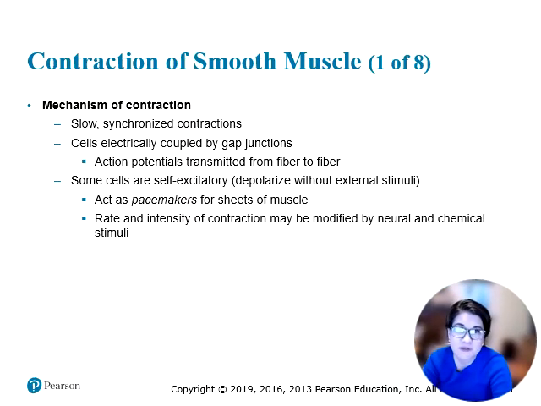Okay, so mechanism of contraction in smooth muscle, it's slower, it's synchronized because you have those gap junctions, so the electrical impulse can shock throughout lots of the cells. So the action potentials are transmitted. You don't need each muscle fiber to be zapped. So some cells are self-excitatory, so without anything, they can contract on their own. So it is a different thing.